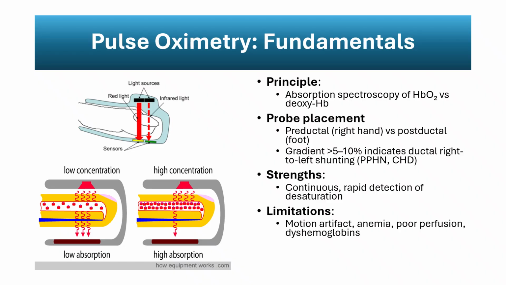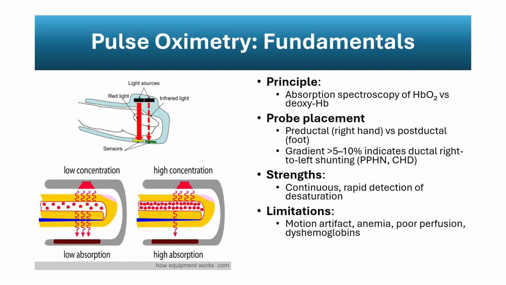Pulse oximetry provides continuous, non-invasive monitoring of oxygen saturation using absorption spectroscopy to differentiate oxygenated from deoxygenated hemoglobin. The probe emits two wavelengths of light that pass through pulsatile tissue, and the ratio of absorbed light is converted into oxygen saturation. Probe placement determines whether the reading reflects preductal or postductal blood.